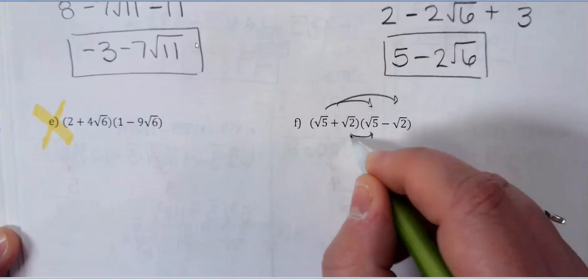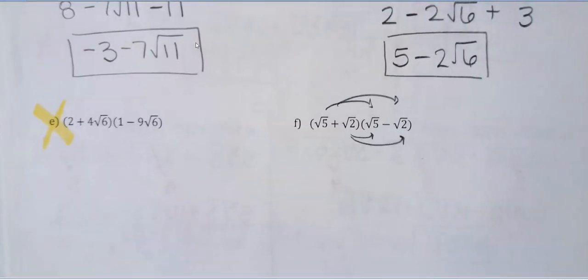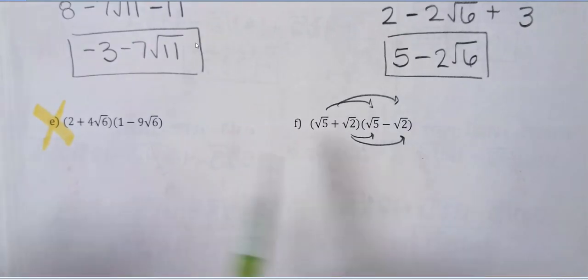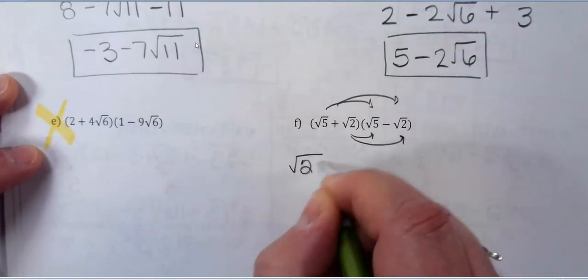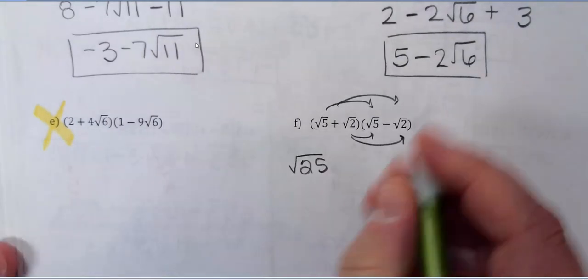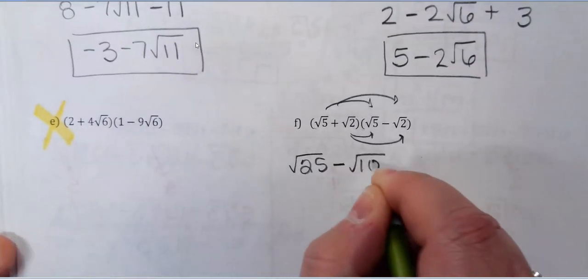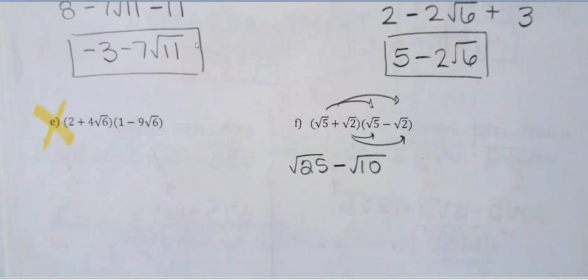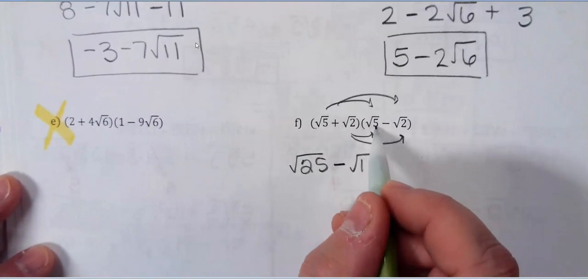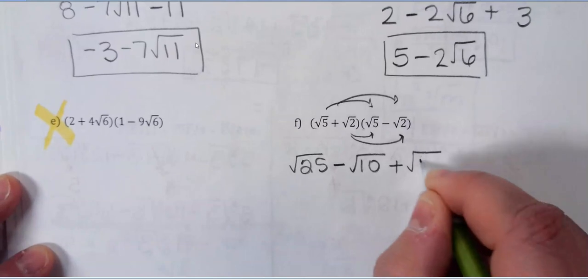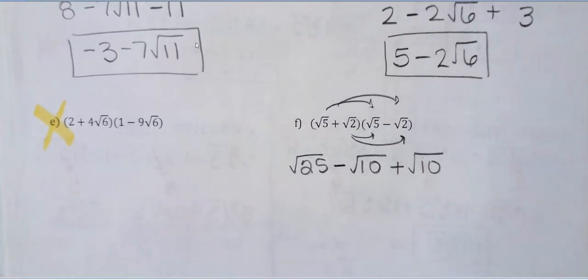But I'm just going to do exactly what we just did on the last question. I'm just going to do a FOIL, and this is going to be a special case. So, identical, one's a plus, one's a minus. All right, radical 5 times radical 5 is radical 25, right? Radical 5 times a negative radical 2 is going to be negative radical 10. Now, this is the part that's kind of cool about this. In the middle, I'm going to turn around. I get positive 2 under a square root, positive 5 under a square root, so I get plus square root of 10. These two terms right here are going to be opposites, so they're going to cancel each other out.